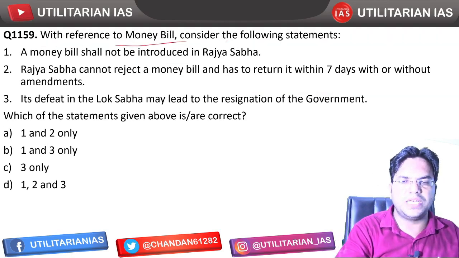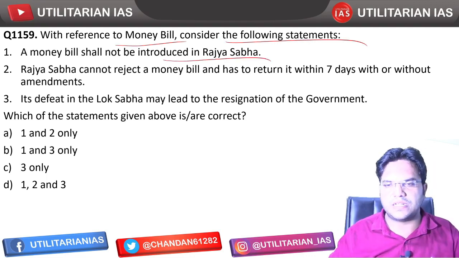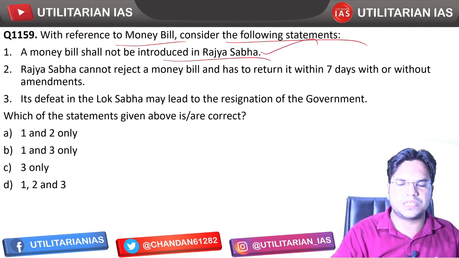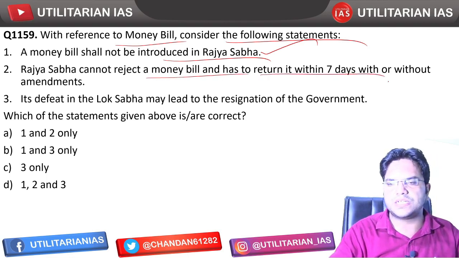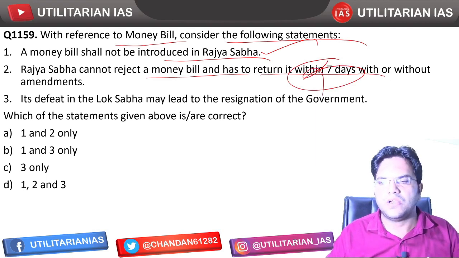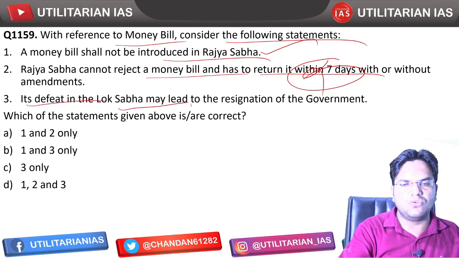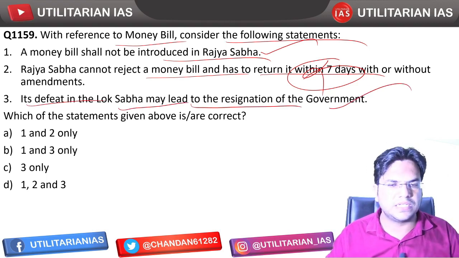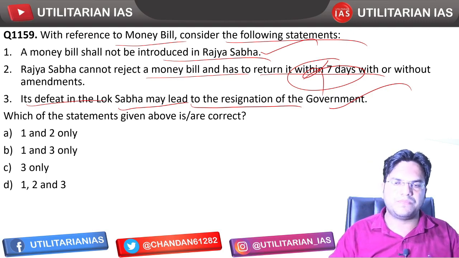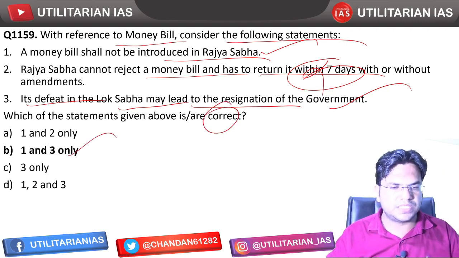With reference to the money bill, consider the following statements. A money bill shall not be introduced in the Rajya Sabha. That's correct, it is introduced in the Lok Sabha. Rajya Sabha cannot reject a money bill and has to return it within 7 days. No, it has to return it within 14 days, not 7 days. Its defeat in the Lok Sabha leads to resignation of the government, so that is correct. If the government of the day cannot pass a money bill, then it is defeated. So 1 and 3 are the correct statements.